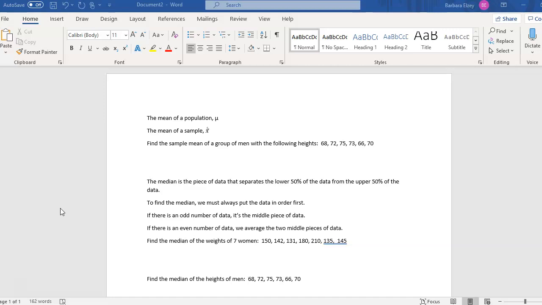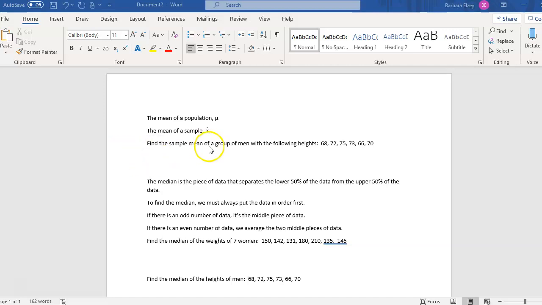Now we need to be certain that we understand the two different symbols for means. The mean of a population uses the Greek letter mu, and that's pronounced mu. The mean of a sample has an X with a bar over it, or you might hear me say X bar. Now, most of the time we're going to be doing means of samples because populations are just too big to find the mean of, unless we have a very small population, which is sometimes the case. We find both of them in the same way, though, by adding up everything that we have and dividing by the number of data that we have.